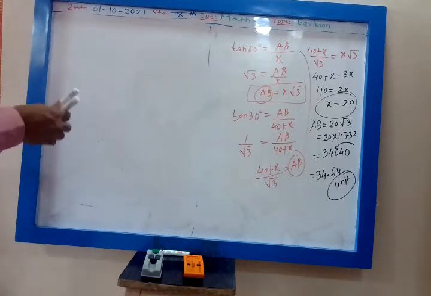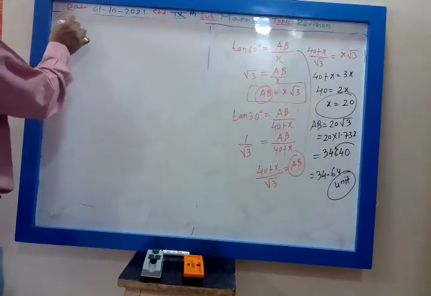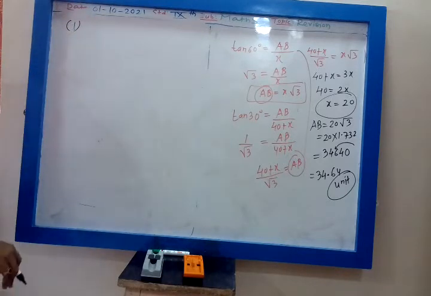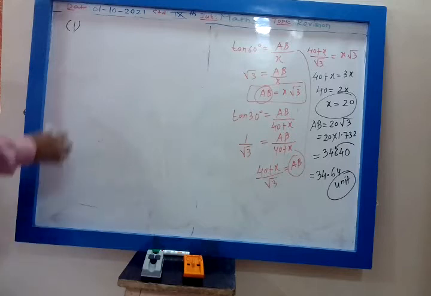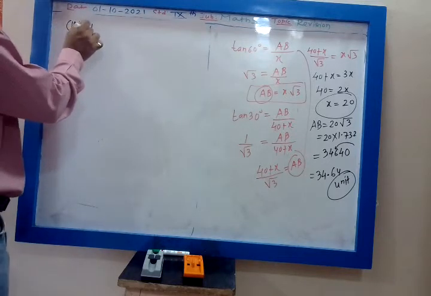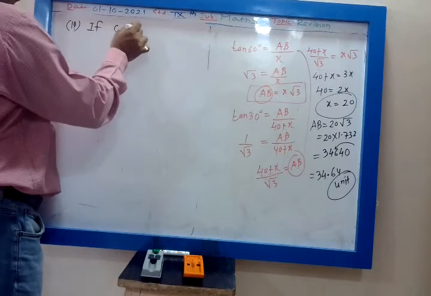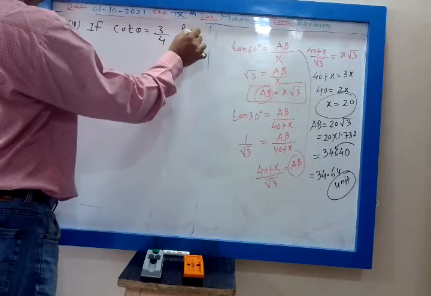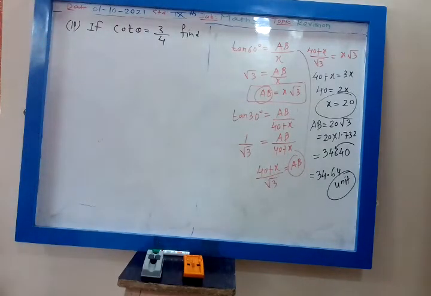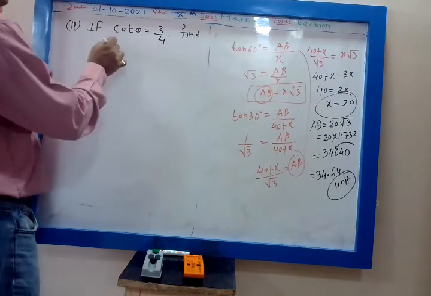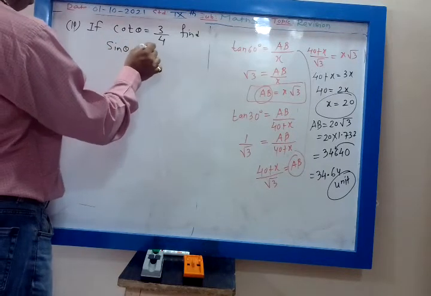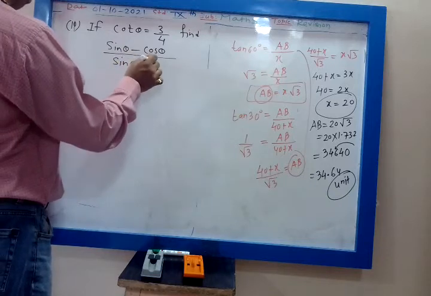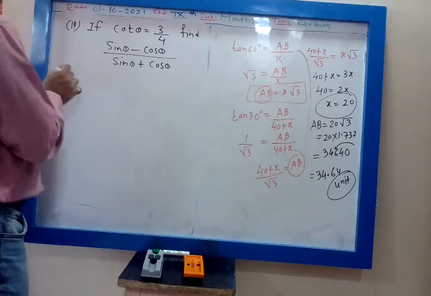Chal, problem number 10. If cot theta is equal to 3 by 4, find the value of sin theta minus cos theta upon sin theta plus cos theta. Cot theta is given 3 by 4.